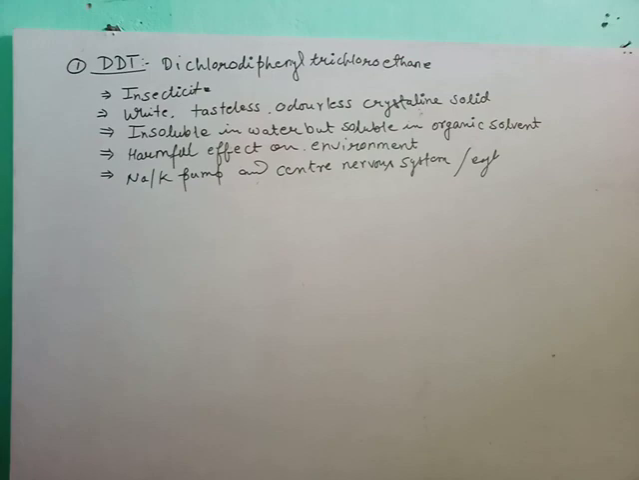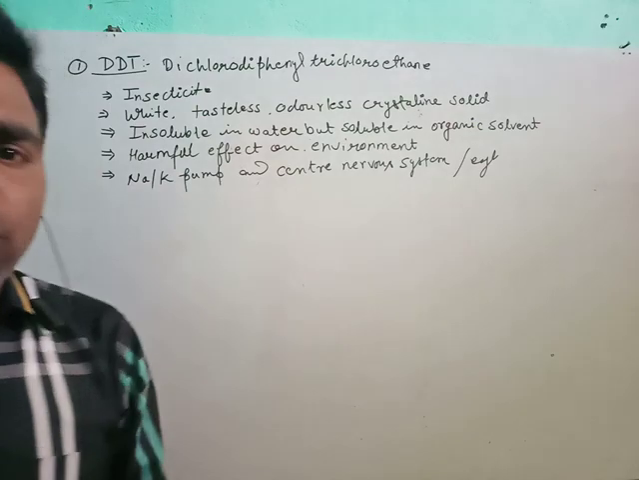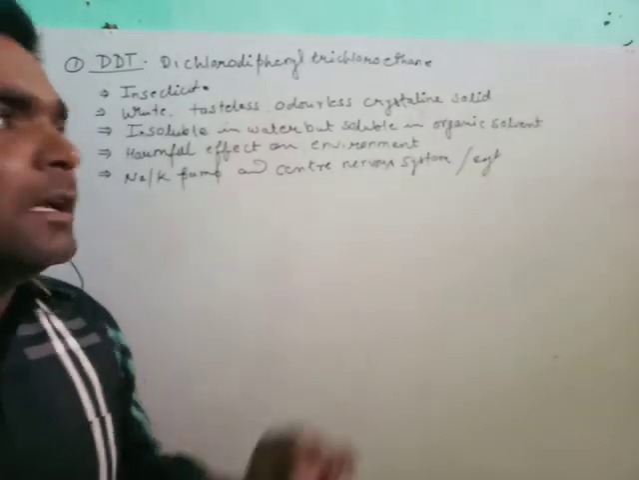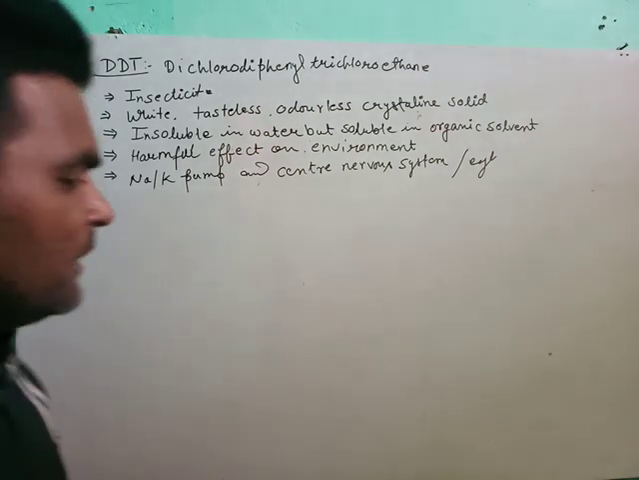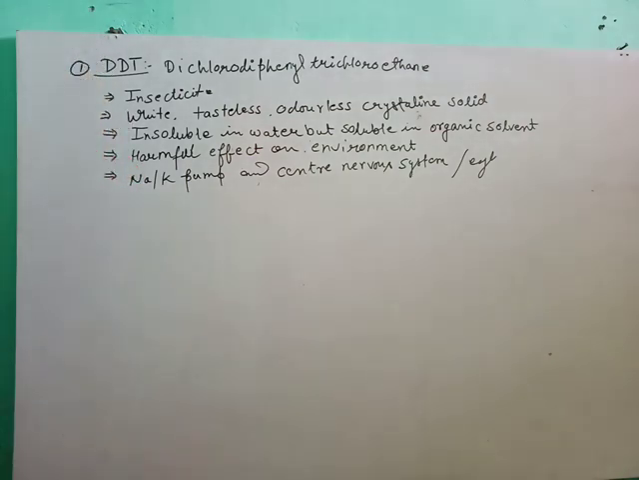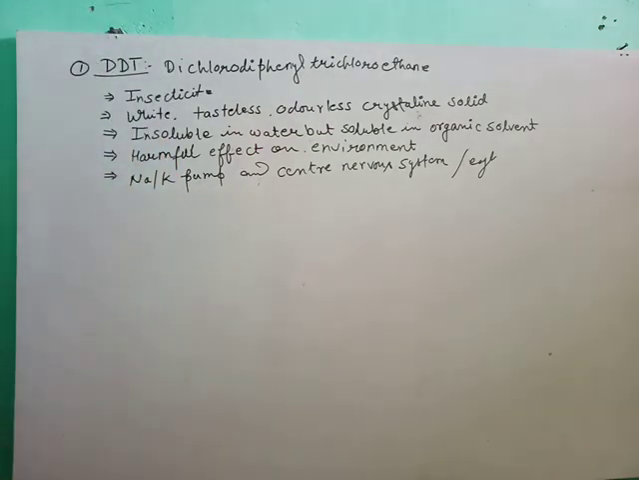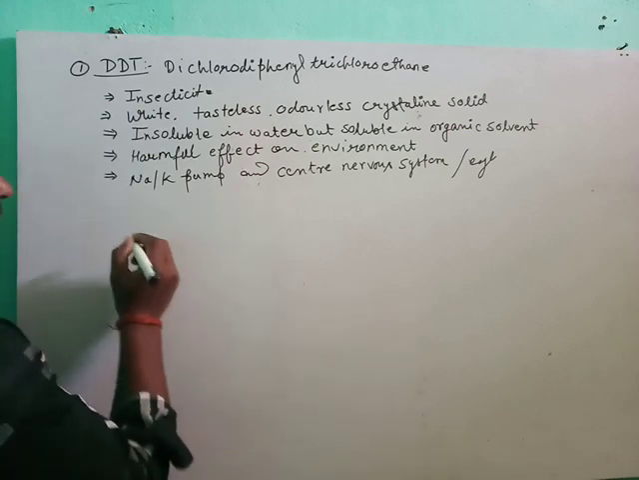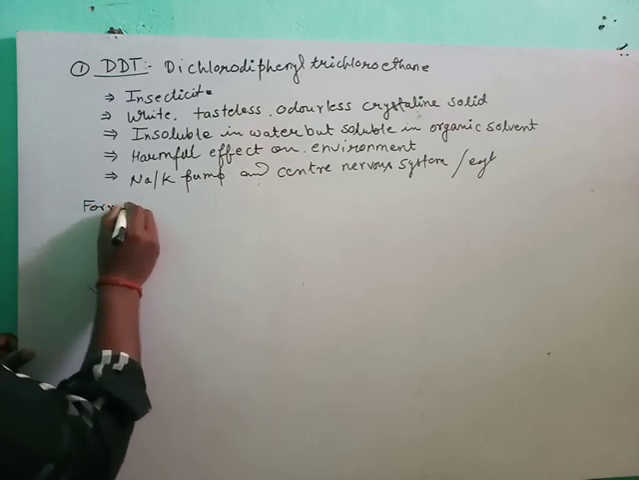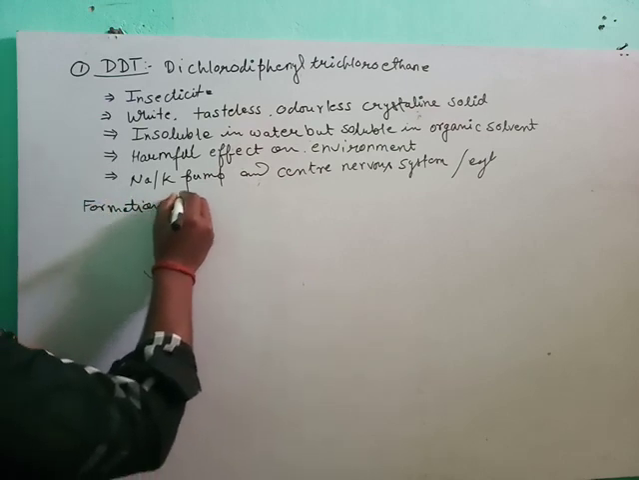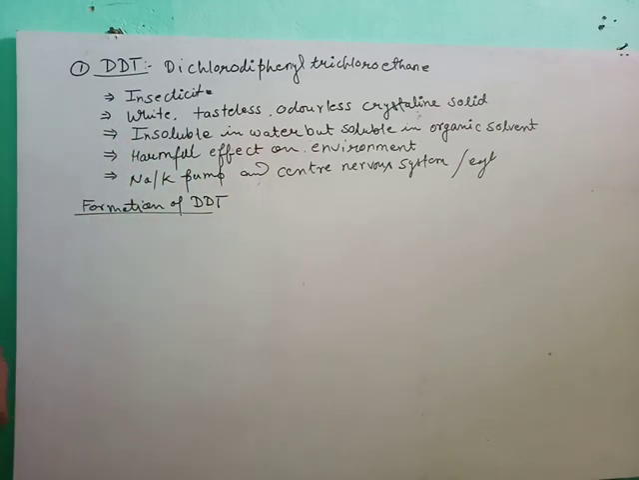The full form of DDT is dichloro-diphenyl-trichloroethane. The full name of DDT can be learned from its preparation. First, we teach you about the formation of DDT. DDT is formed from chloral.